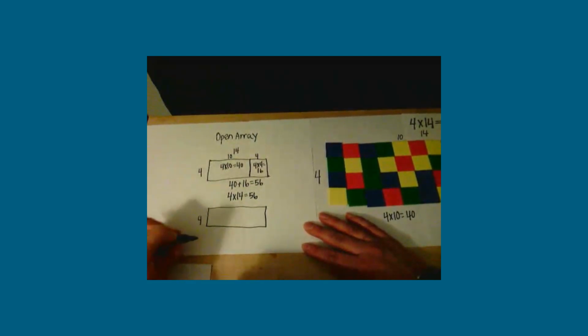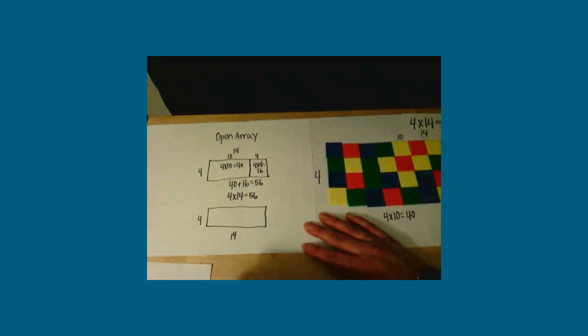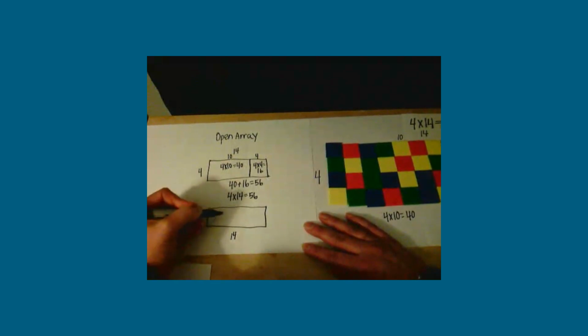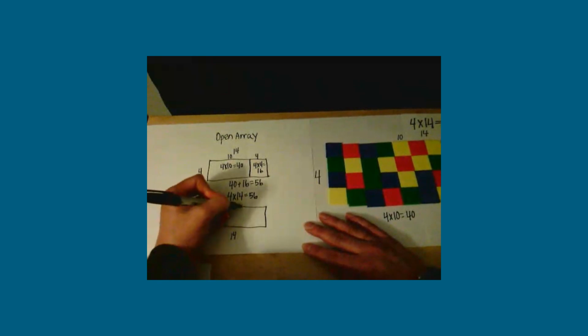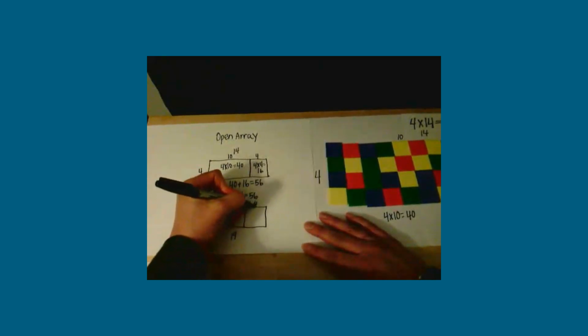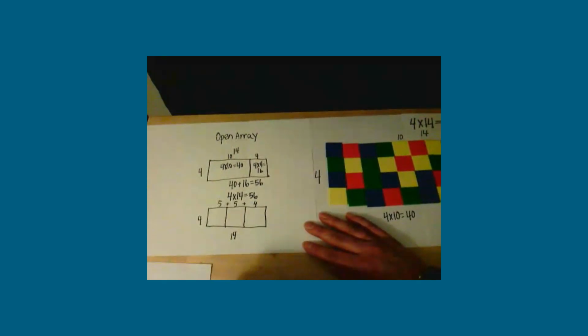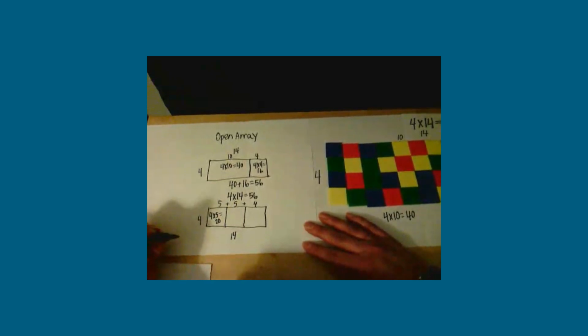So we still have our 4, and I'm going to put my 14 down here for you, 14 going across, and maybe we think another number that's friendly is 5. So maybe we want to split our 14 into 5 and 5. 5 and 5 is 10, and then 4 more makes 14. So then 4 times 5 is pretty friendly. 4 times 5 equals 20.